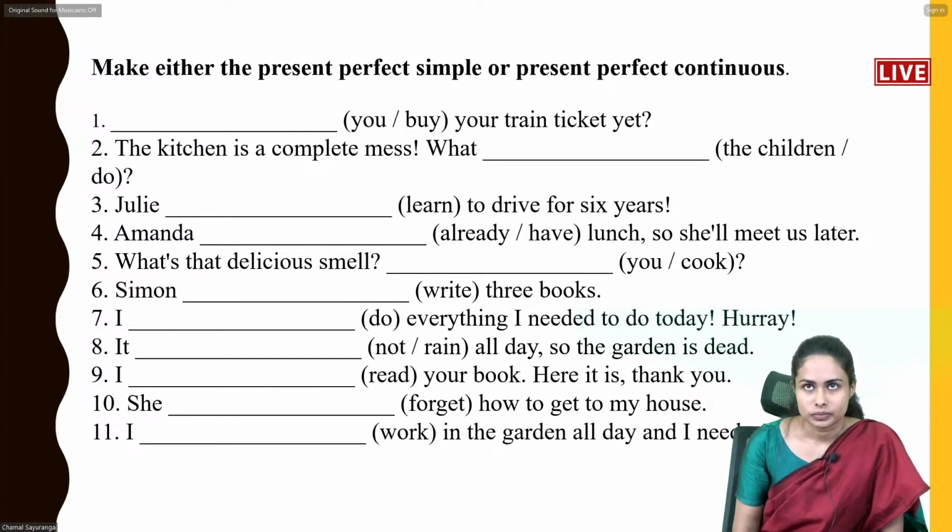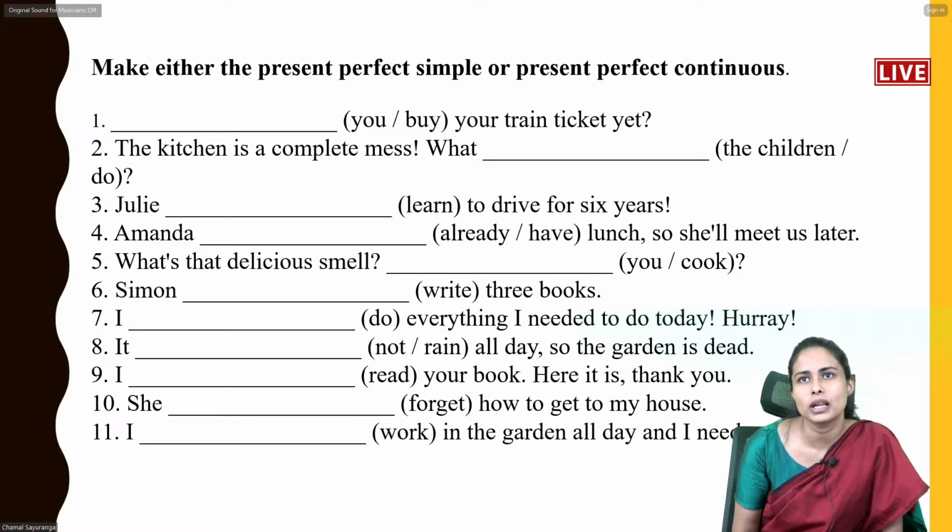Amanda has already had lunch. Yes, Amanda has already had lunch. Why do we put "had" there? The verb is "have," no? Because the verb is have. Okay, because the verb is have. Why can't we put "have" there?